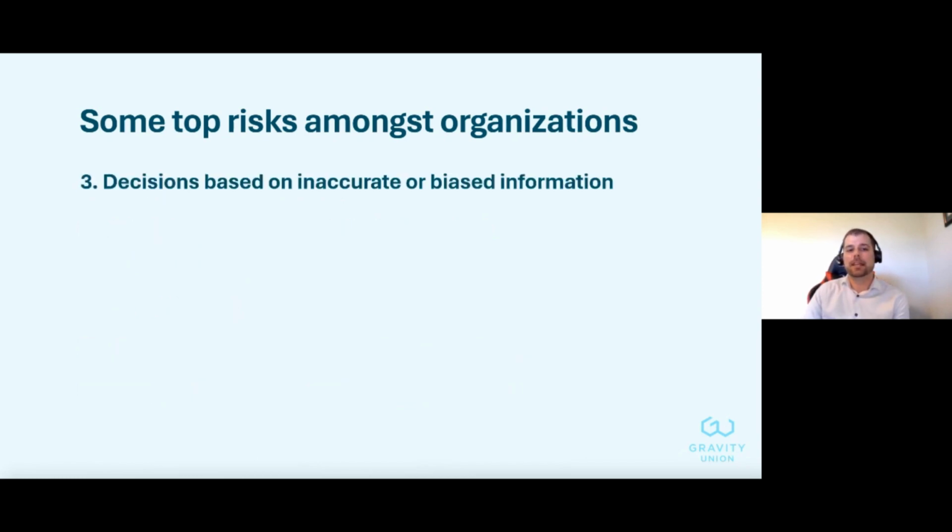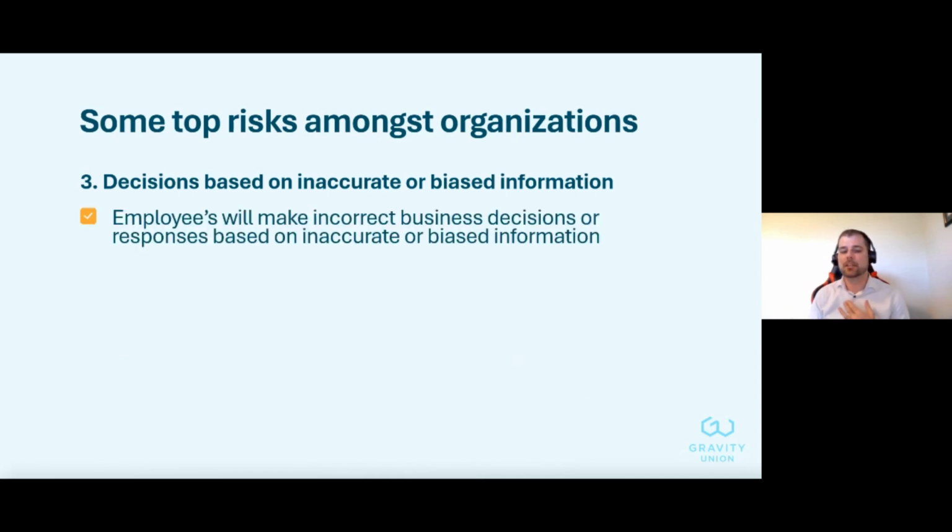Making decisions based on inaccurate or biased information, right? So this is obviously a concern as generative AI can go out and find information and summarize that information, right? So are your employees actually making incorrect business decisions or responses based on inaccurate or biased information? Right? And not all large language models are trained the same, and they may be biased based off of the inputs that they are getting and things like that. They may be inaccurate, right? If they have a hard cutoff date from information 2 years ago, you might be missing 2 years of innovation, of updates, of changes and things like that that's not getting included in there.